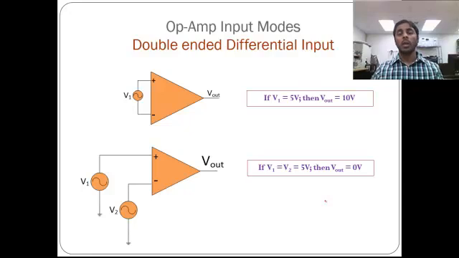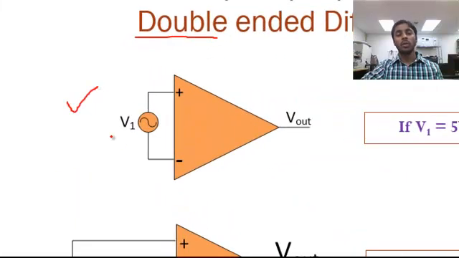So let's look at another mode, which is a double-ended differential input. The term says it's double-ended, meaning that two terminals of an op-amp are going to receive the input. In the single-ended, only one of the terminals is going to be receiving an input, but here two terminals are going to receive the input. So when you observe the top diagram, there is only one source, but that one source is connected to both terminals, positive and negative.